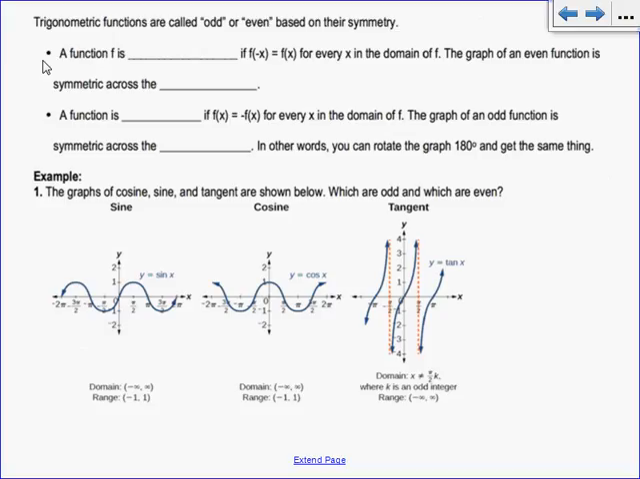So we talked about this before. So trig functions are called odd or even based on their symmetry. So a function is what we call even if I plug in a positive x value and a negative x value and I get the same y value. So the thing I want you to always think of is y equals x squared. If I plug in a 2, I get 4. If I plug in negative 2, I get 4 as well. Does that make sense? So I get the same value. So if I fold across an axis, which axis is it symmetric across? The y-axis, right? So our answer is going to be symmetric across the y-axis.